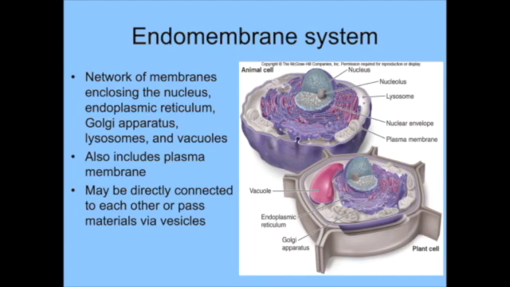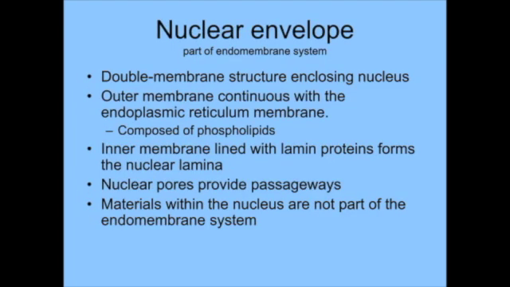The plasma membrane itself, what we would call the cell membrane, is also considered part of the membrane system, but since it is on the outside of the cell, it's not really part of the endomembrane system. The different parts of the endomembrane system are often directly connected to each other or indirectly. With indirect connection, they are passing molecules and other compounds back and forth through vesicles. So we start with the nuclear envelope.